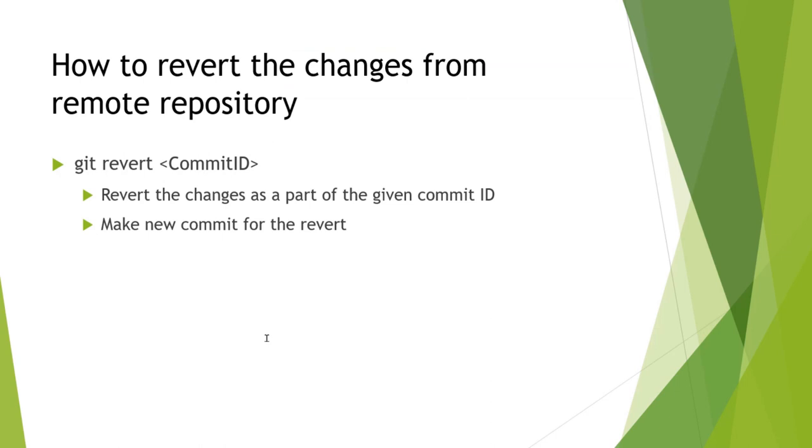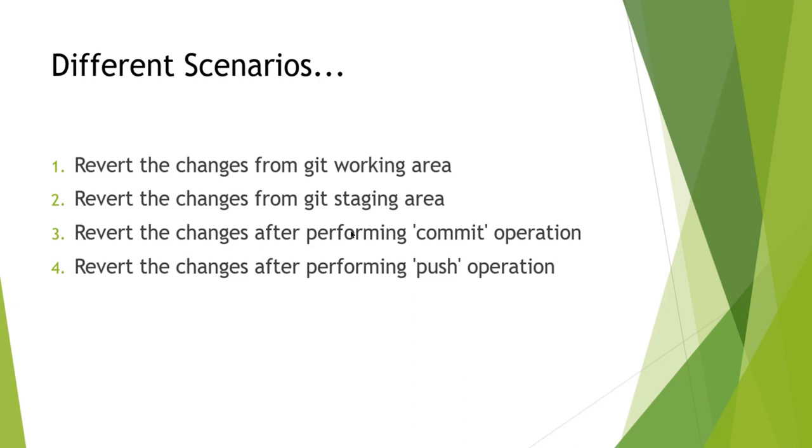At the end, let's review the behavior of the revert command. First of all, the revert command is used to revert the changes from the remote repository. It will not exactly revert the commit, but it will take the changes which were part of the commit and make a new commit for the revert action. This is how the revert command works. This concludes our fourth and last scenario about reverting the changes while working on Git.